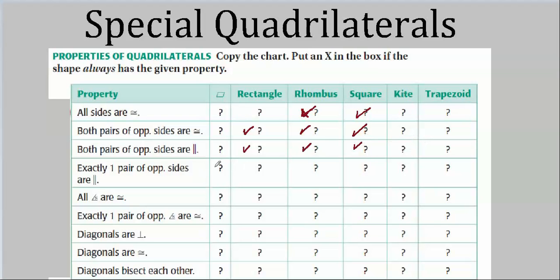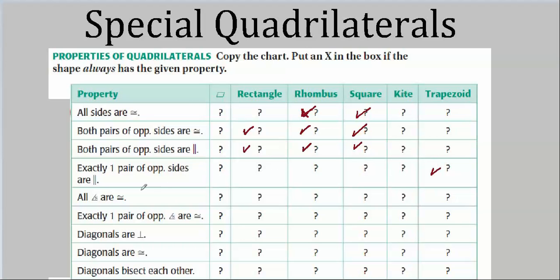Exactly 1 pair of opposite sides are parallel. Well, that's true for a trapezoid. Exactly 1 pair. By that I think they mean only 1 pair. I don't think that's true for any of these others. So, trapezoid is the only one which has this property.